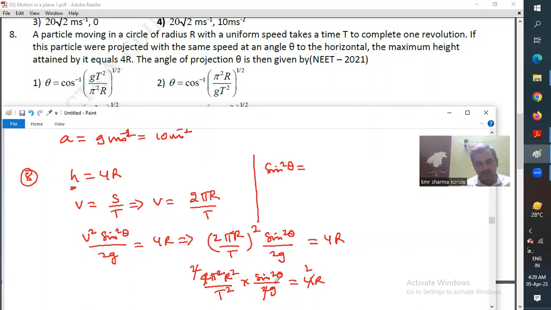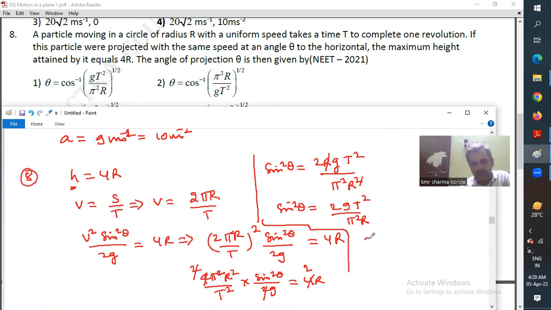So therefore, sin square theta is equal to 2rg multiplied with the t square divided by pi square and r square will come down. So one r gets cancelled here. Now finally, sin square theta is equal to 2g t square divided by pi square r.